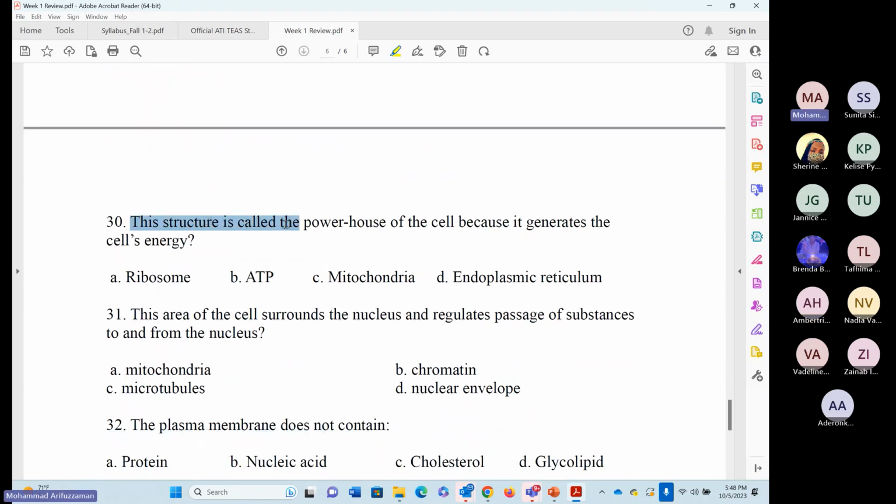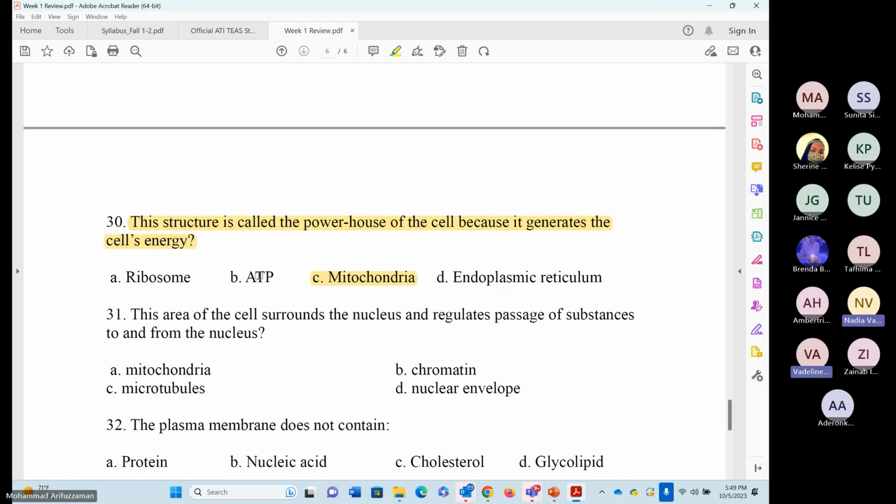This structure is called the powerhouse of the cell because it generates cellular energy. Mitochondria. Correct. Absolutely correct. What is the function of ribosome? Protein synthesis. What is ATP? Energy molecules.